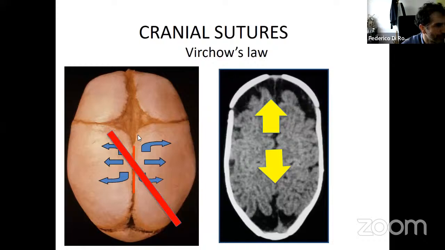This is an example of a normal skull. You see the metopic suture, the anterior fontanelle, the two coronal, the sagittal, and the lambda and the lambdoid sutures. And if the suture in the middle, the sagittal one, allows these bones, the parietal bones, to grow and the skull to enlarge, if it is fused, this enlargement will not be possible. So there will be a loss of the growth perpendicular to the suture.